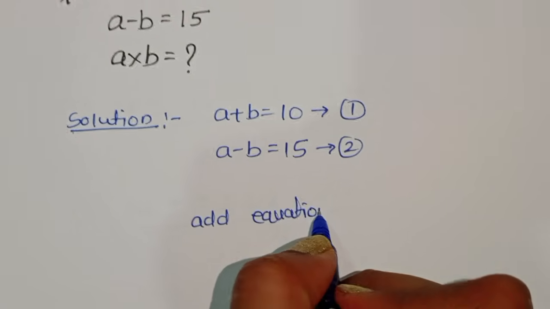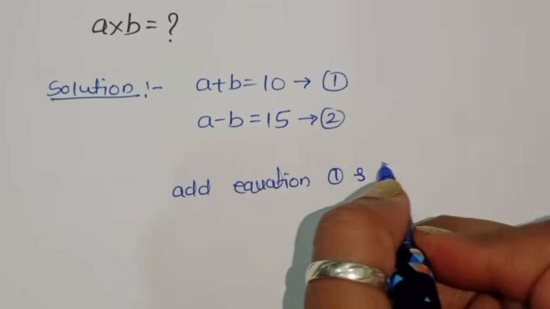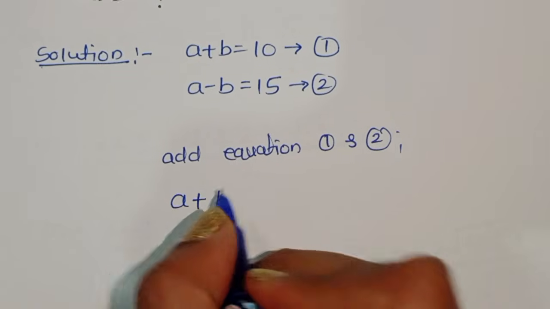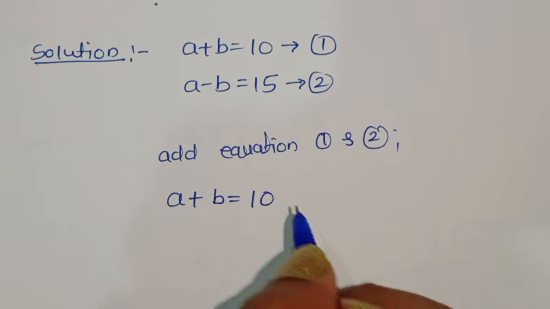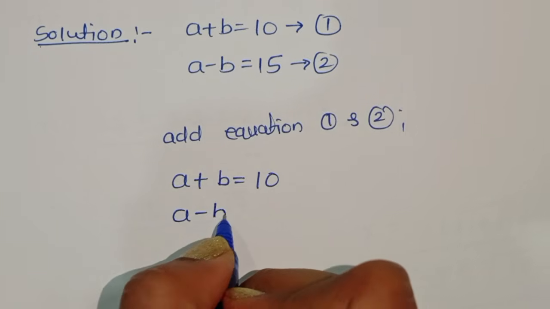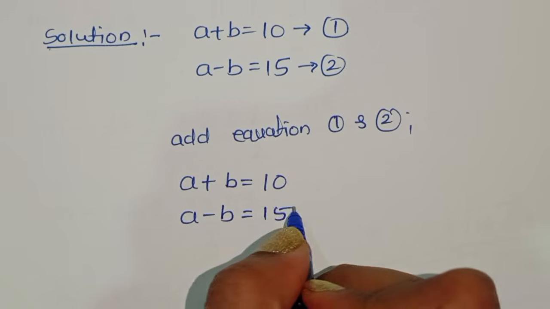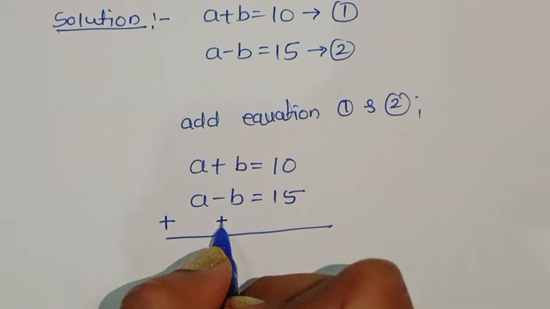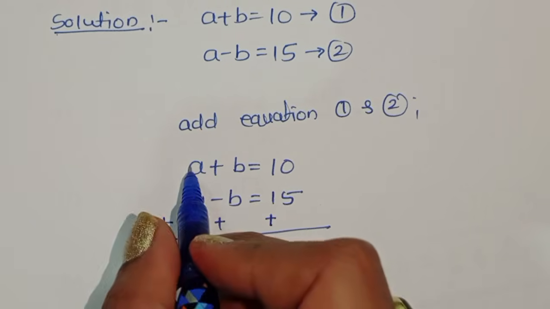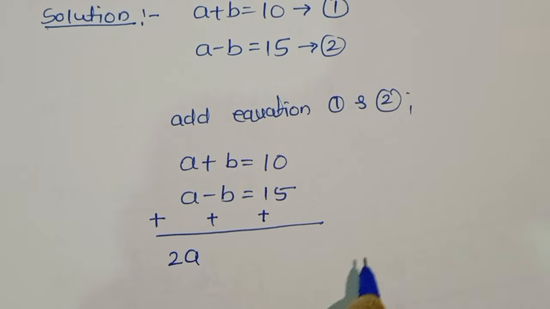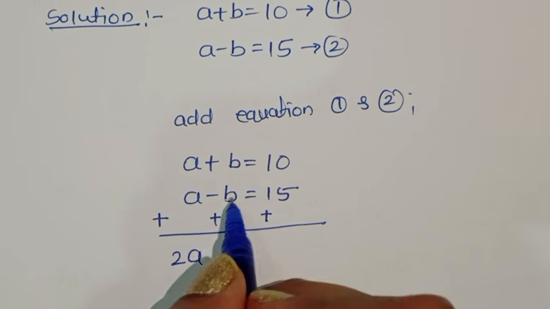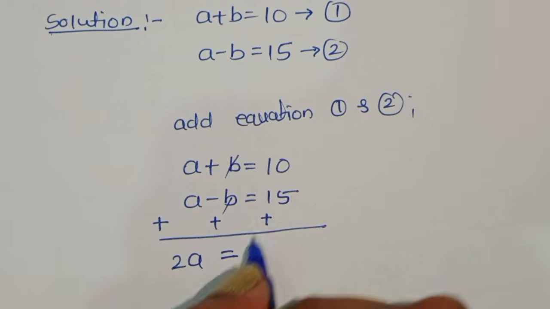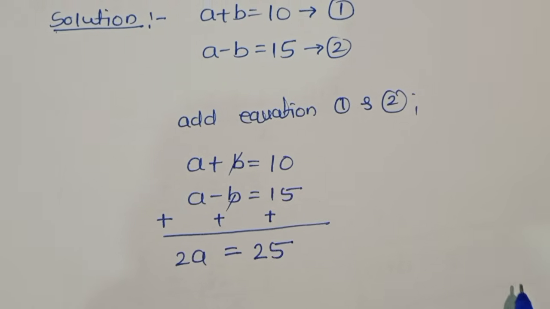Adding equation 1 and 2, we have a plus b is equal to 10, and a minus b is equal to 15, right? Now we add these equations. So a plus a becomes 2a, and plus b minus b gets cancelled. 2a is equal to 10 plus 15, which is 25.